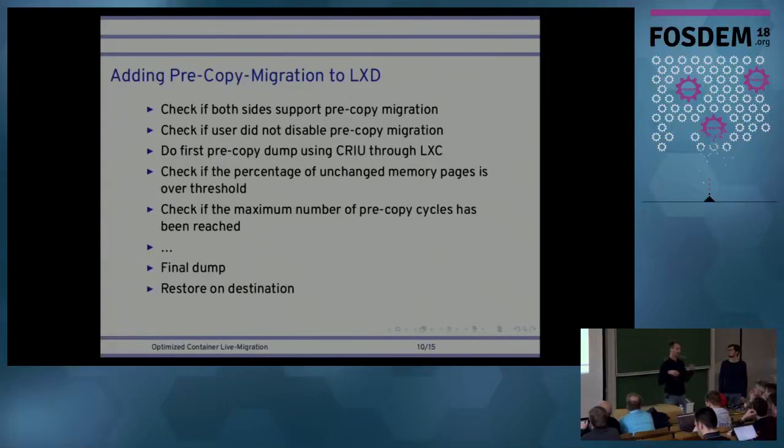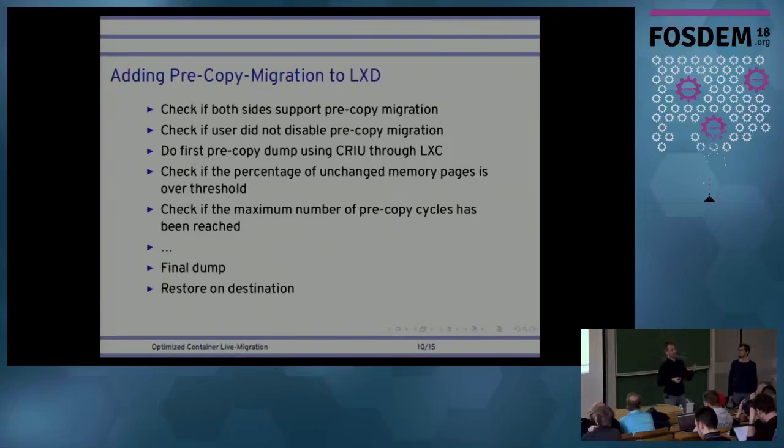Then LXD does the first pre-dump, so it still does all the steps it did before. It syncs the file system the first time, but then instead of doing the one dump of the container, it does the first pre-dump, and then we check if the percentage of pages which are unchanged during the pre-dump iteration is above a certain threshold. The default is 70%, so if 70% of the memory pages do not change, we do one final dump and do the actual migration to the destination system.